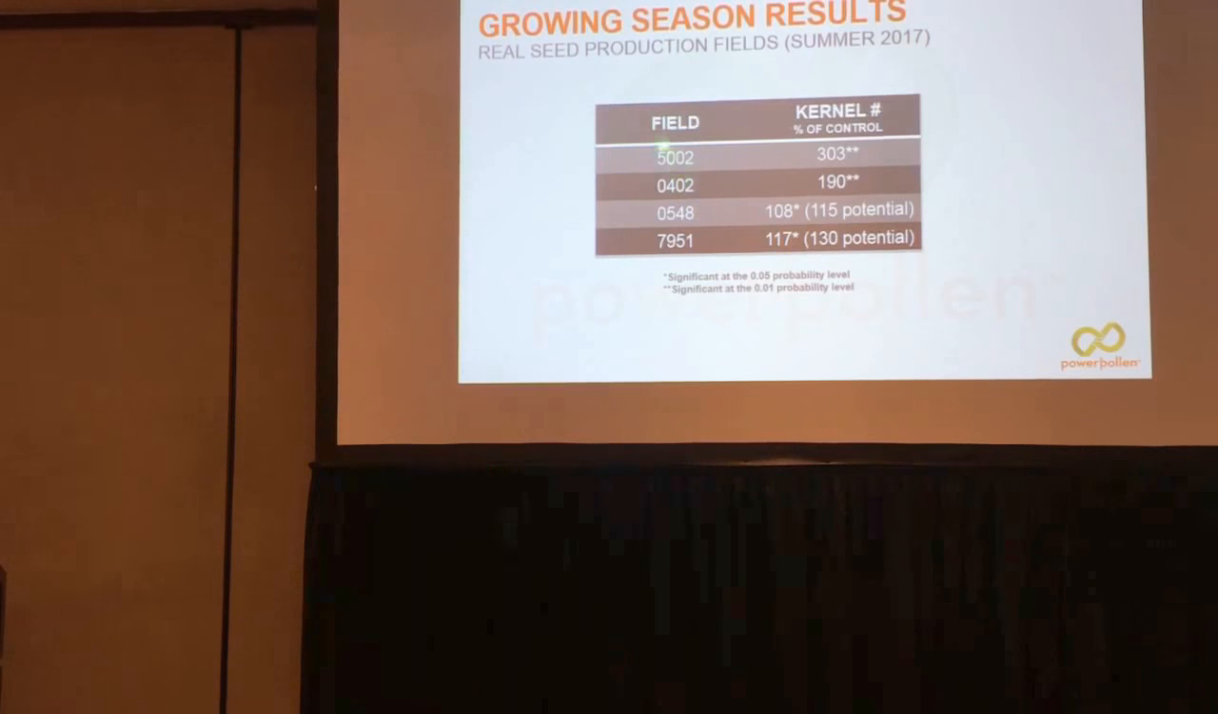We were in 4 different fields. The top field is the 5002 field, where we tripled the kernel number compared to control. There was another field nearby that had similar problems, where we increased the kernel number by 90%. And then the other 2, both of which did not have water stress, we increased by 8% and 17%. But knowing what we know now, with our improved methods, we would easily hit a 15 to 20% increase in this third field here, 548, and over 30% in this fourth one.